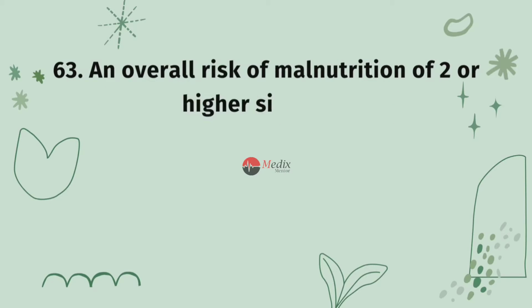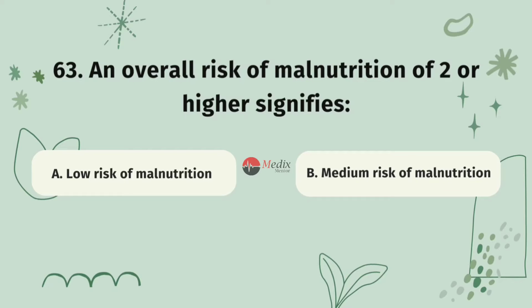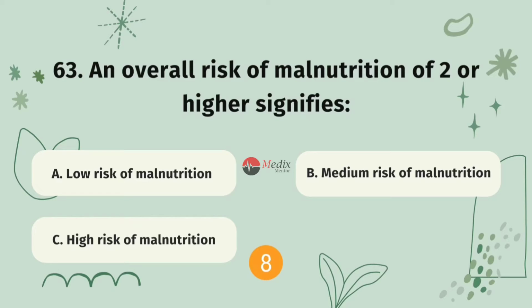Question 63. An overall risk of malnutrition of 2 or higher signifies Option A, low risk of malnutrition. Option B, medium risk of malnutrition. Option C, high risk of malnutrition. The correct answer is C.